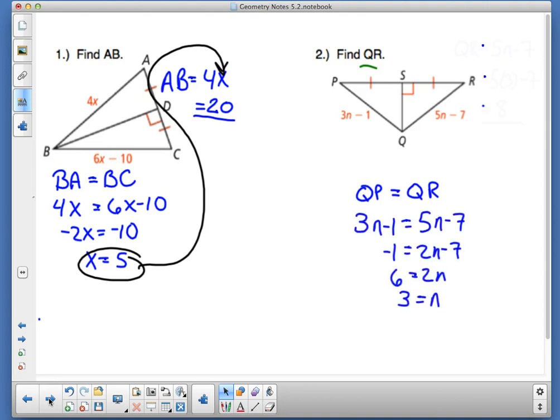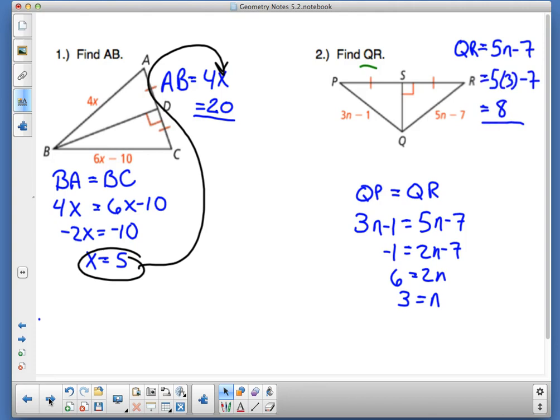Did you get n is 3? Now, keep in mind, after you answer a question, reread the question. Find QR. Well, QR is up here. That's 5n minus 7. I have to plug 3 in for n. 15 minus 7 gives me 8. Okay, so I'm happy with that.